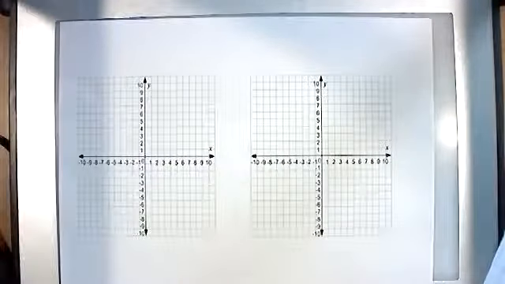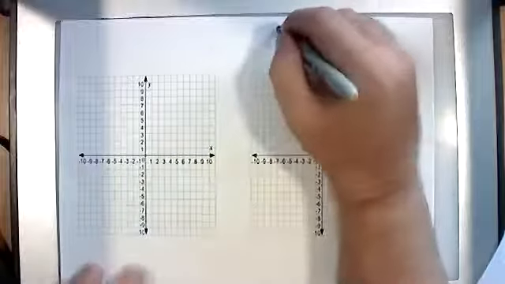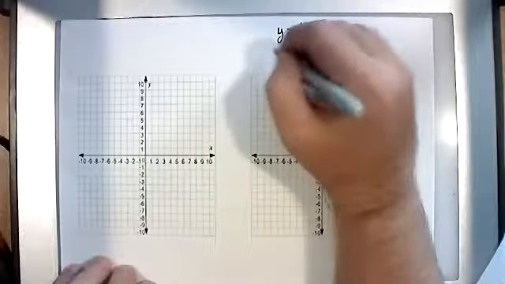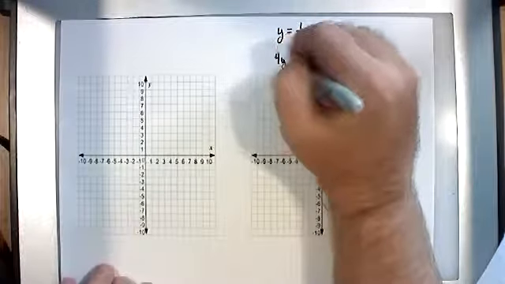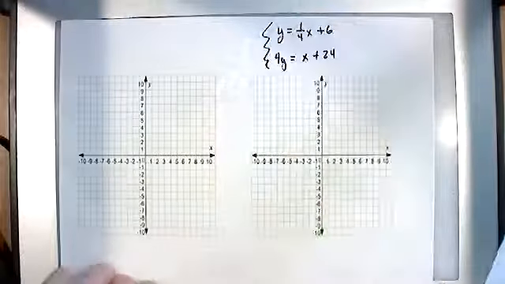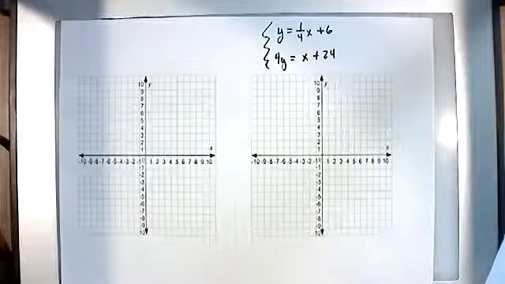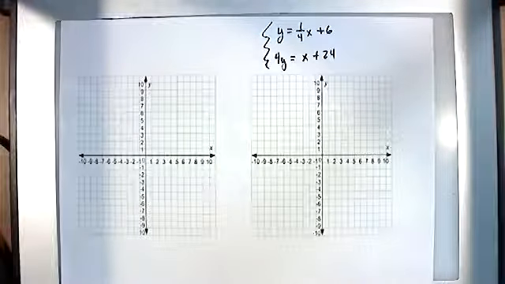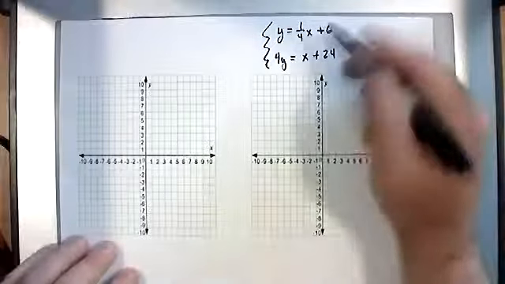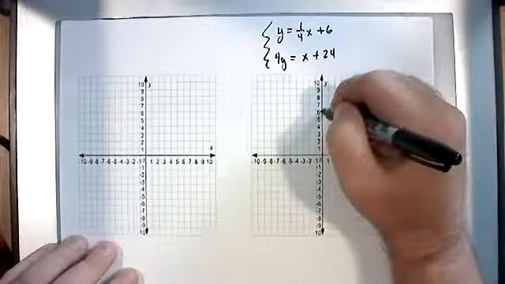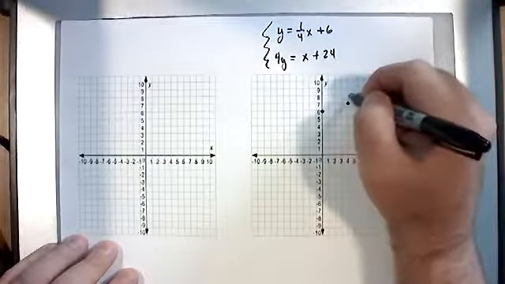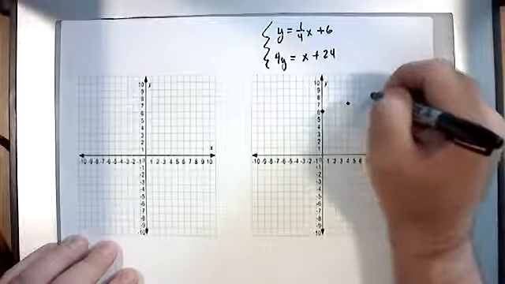So let's go ahead and graph, let's do here, y equals 1/4 x plus 6. And then the other equation will be 4y equals x plus 24, something like that. Okay, here's your system. So again, first thing to do probably is get y equals mx plus b. The top one is already in y equals mx plus b, so we can go ahead and do that. This one starts at 6, 1, 2, 3, 4, 5, 6. Slope is 1/4, so that's up 1, right 4, up 1, right 4.